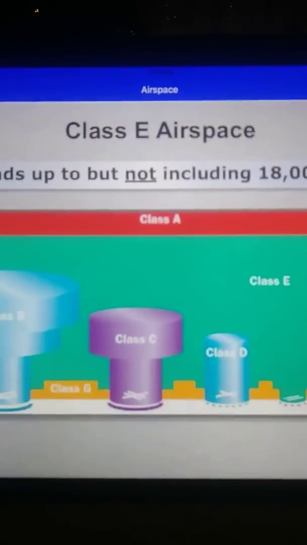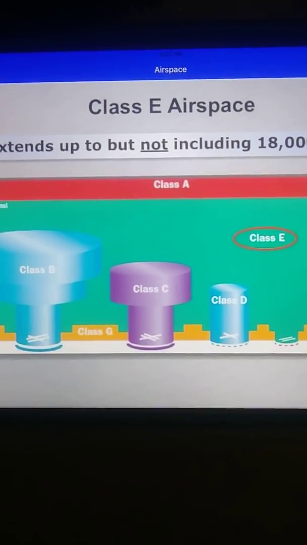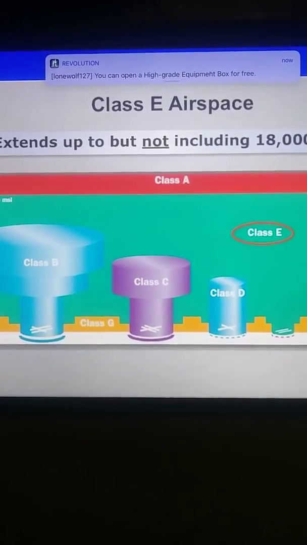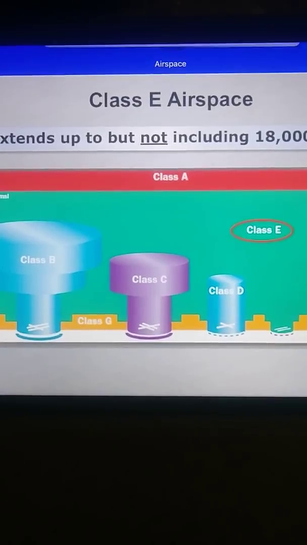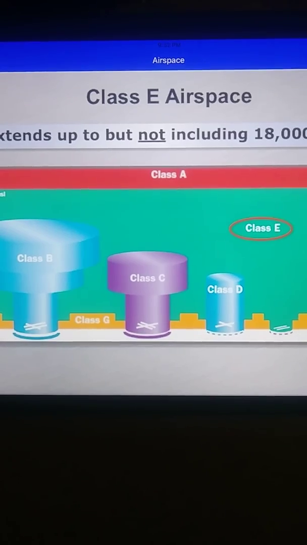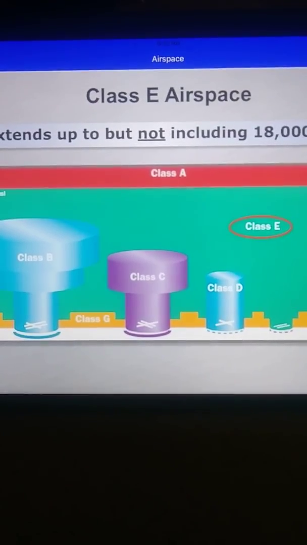Class E extends up to but not including 18,000 feet MSL and can overlie other airspace. This means that you can be above Class C and D airspace and still be in Class E airspace. Correct VFR altitudes must be maintained in Class E when above 3,000 feet AGL.